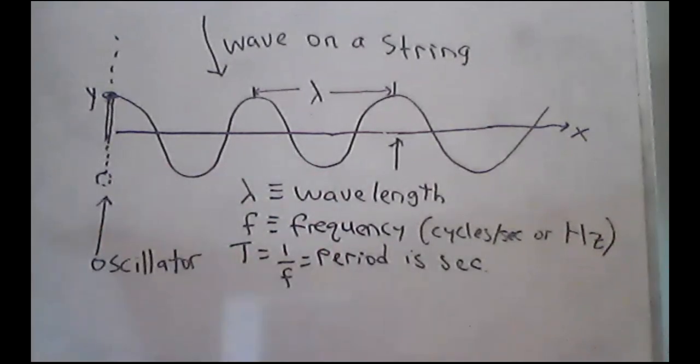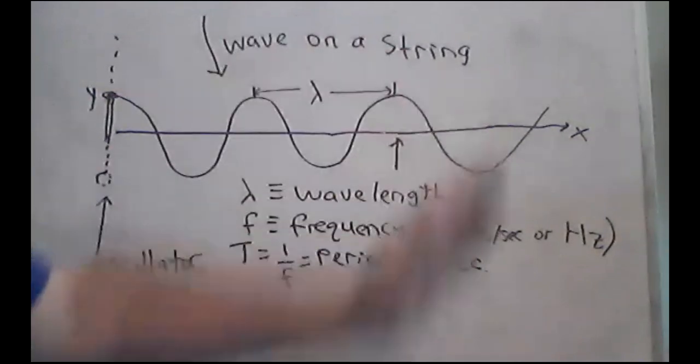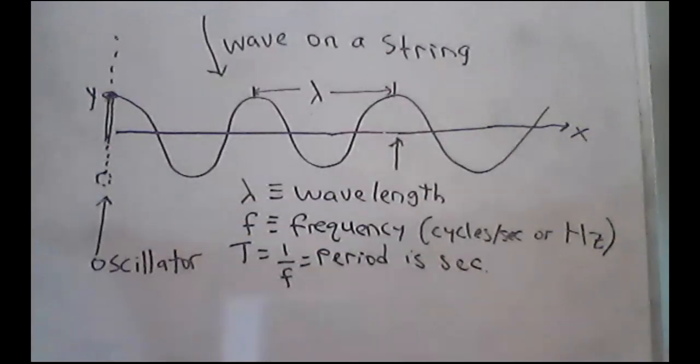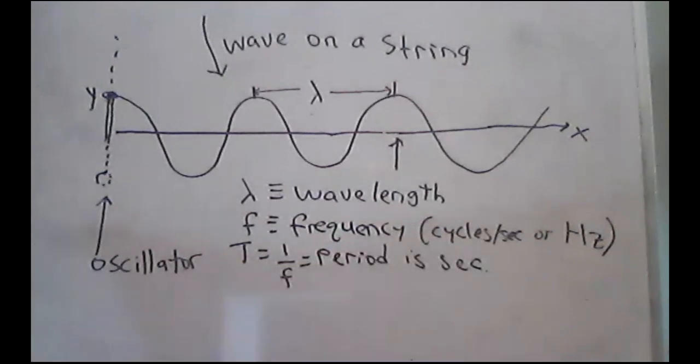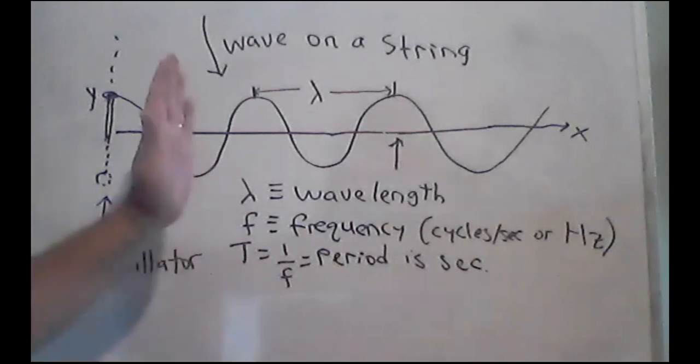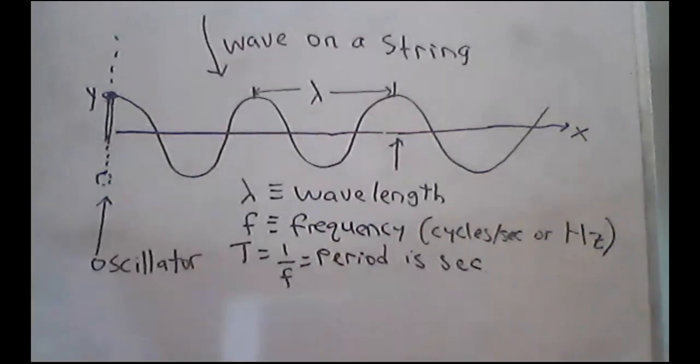That's the wavelength. How many waves pass by, as I'm viewing them, per unit time? That is the frequency. That would be in hertz. And 1 divided by the frequency is the period, and that would be in seconds. How long does it take for an entire cycle to pass by? That would be what's called the period.